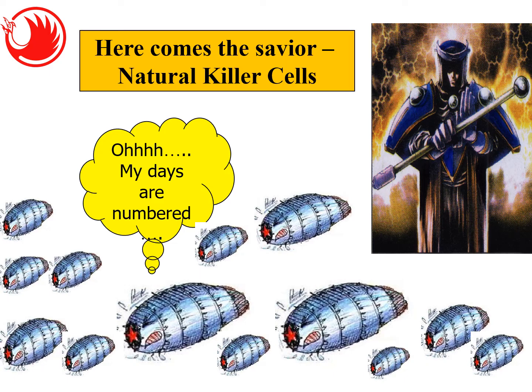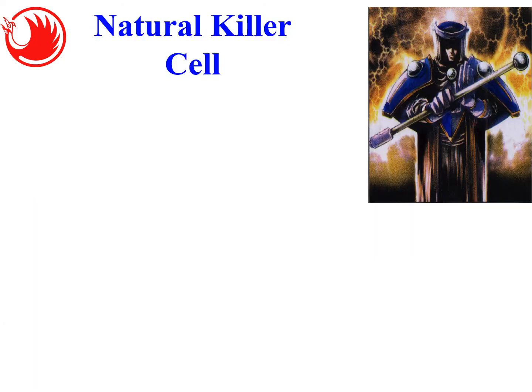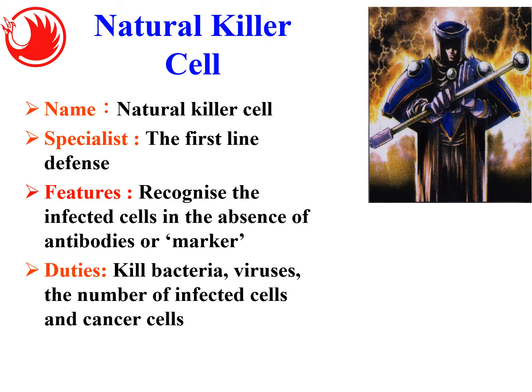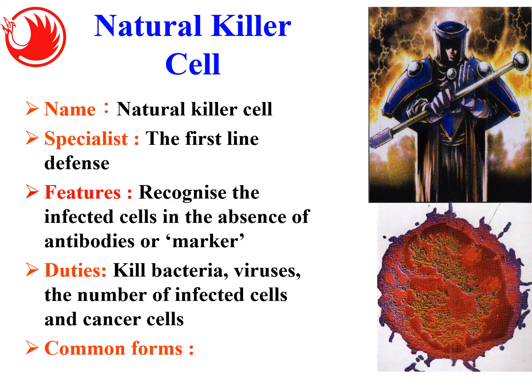What is natural killer cell? Okay, natural killer cell is also first line defense. He recognizes the infected cell in the absence of antibody or marker, so he can identify this invader. He can kill directly. He can kill bacteria, viruses, cells infected by viruses, and even mutated cells. Mutated cells are cancer cells.